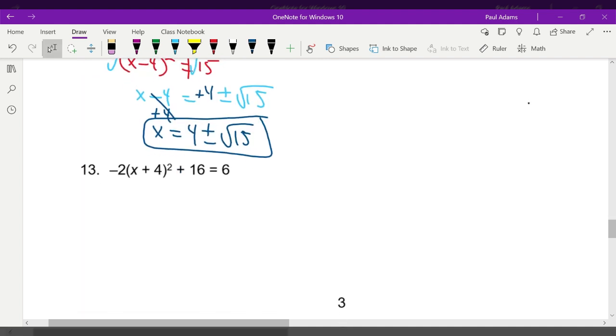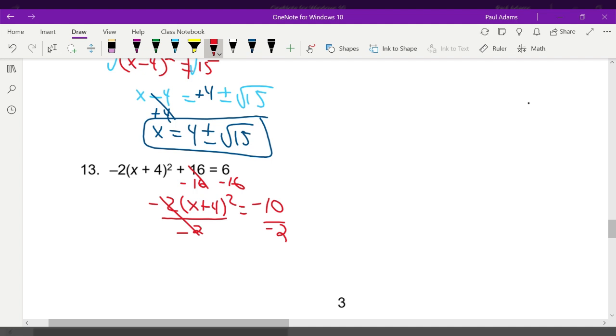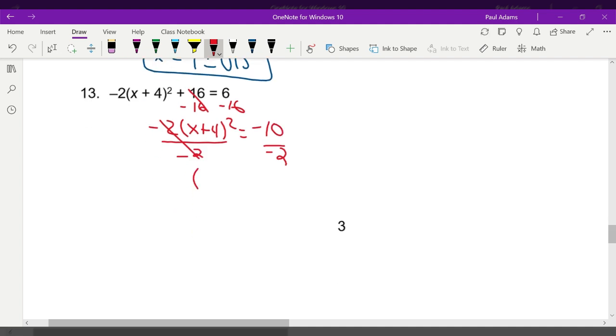13, same situation. Okay, first things first, we're going to start by subtracting 16 from 6, which is negative 10. So this is negative 2 times the quantity of x plus 4 squared equals negative 10. Now, from here, we want to divide by negative 2. Negative divided by negative is positive. All right, so I'll move this up. So x plus 4 quantity squared equals 5.